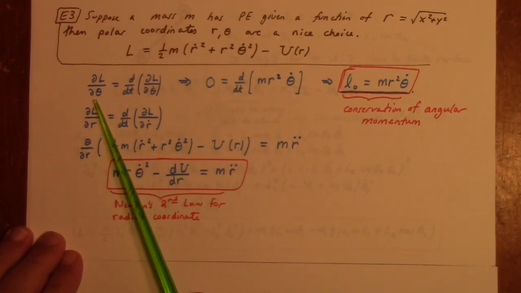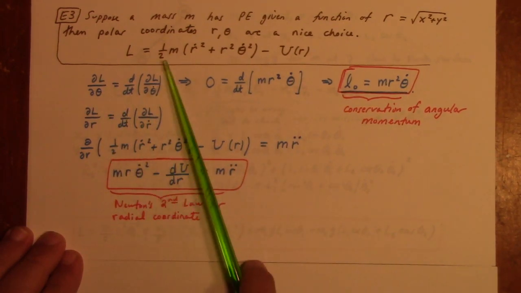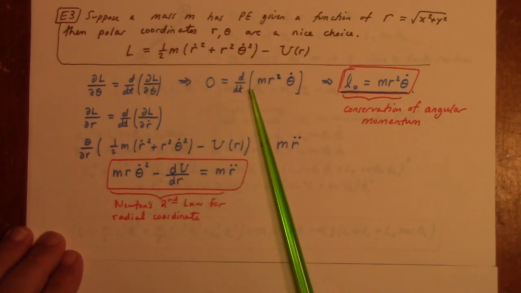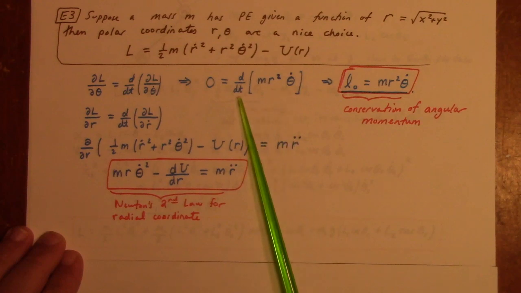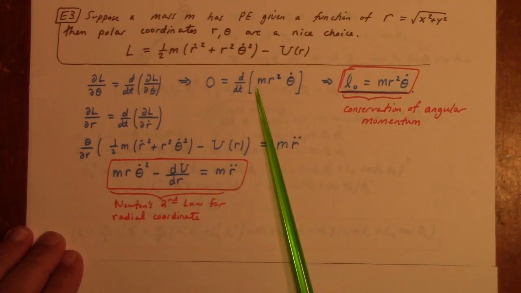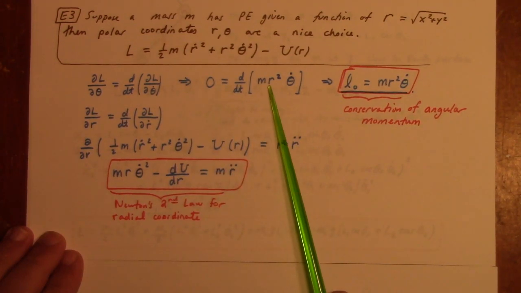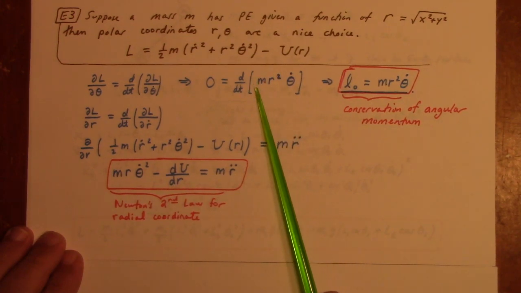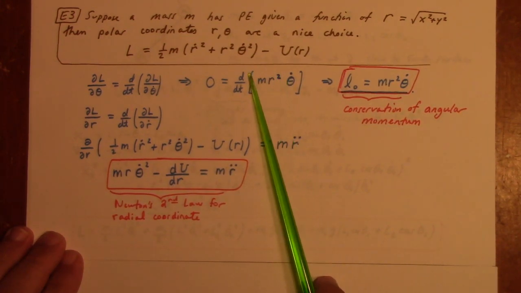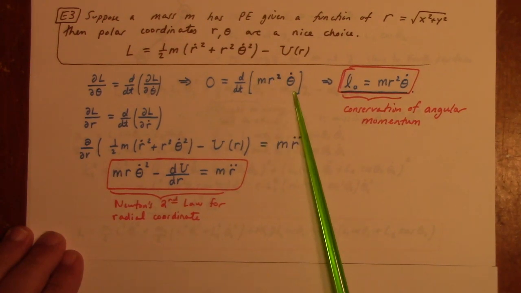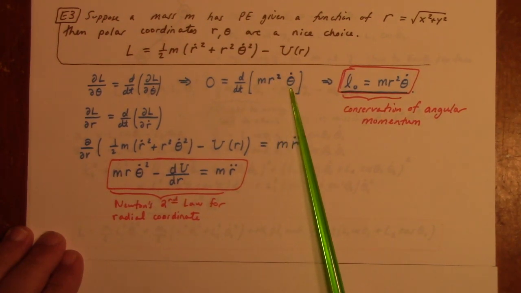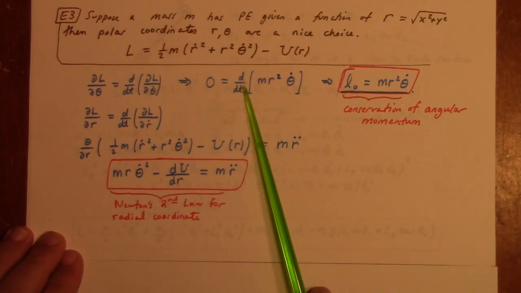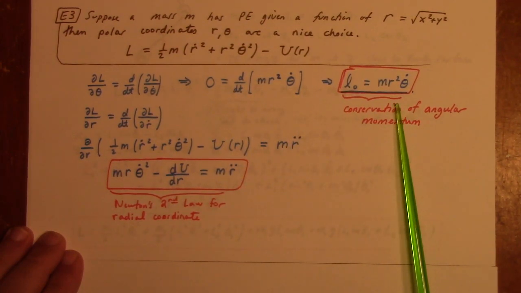So when you calculate partial L partial theta, it's 0, and so that gives us that d/dt of partial L partial theta dot must be 0. But what is this? Well, that is m r squared theta dot. You might recognize m r squared as the moment of inertia about the origin for a particle of mass m, and of course that's angular velocity. So this is I omega in the usual parlance of introductory physics, and this is the conservation of angular momentum for the system.